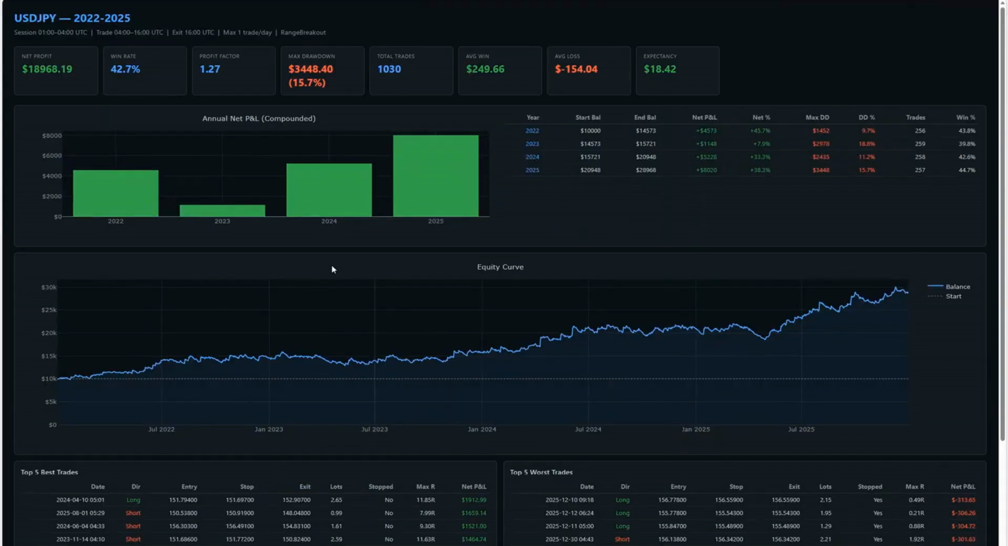The equity curve trends upwards across all 4 years. Starting balance is $10,000, ending balance is approximately $28,000, and we have the net profit of $18,968.